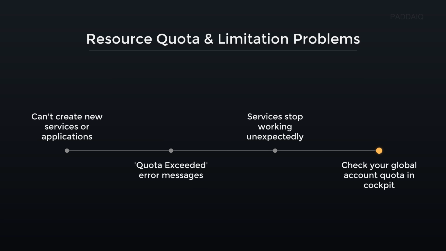Check your global account quota in Cockpit. This means reviewing your total available resources in SAP BTP to avoid hitting limits. For example, if you try to create a new Cloud Foundry space but lack memory quota, the action will fail. Always verify your quota first to prevent unexpected disruptions in your projects.